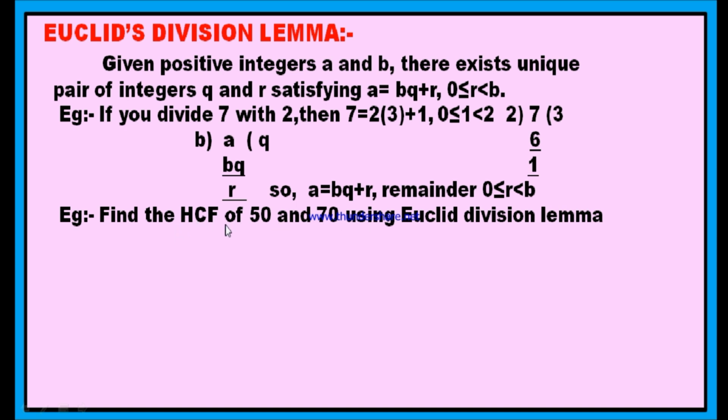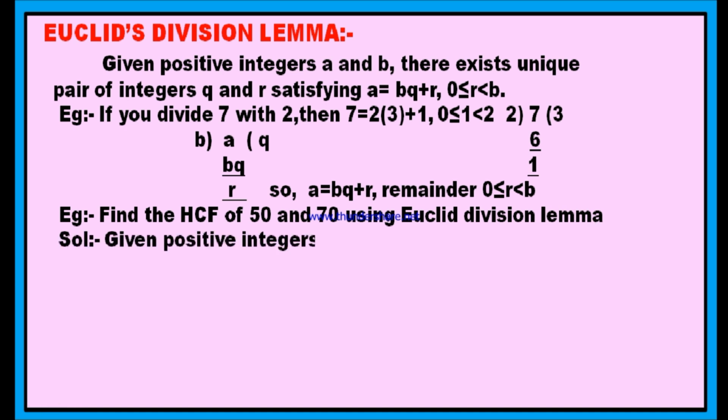HCF is also called GCD. You may please keep in mind. HCF means highest common factor and GCD means greatest common divisor. Factor and divisor are both same. Highest common factor is HCF. GCD means greatest common divisor. Both are same. Find the HCF of 50 and 70 using Euclid's division lemma.